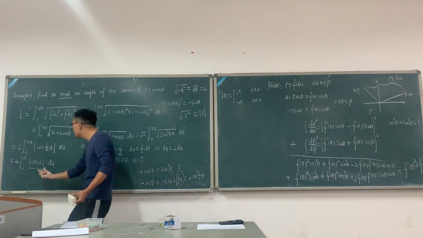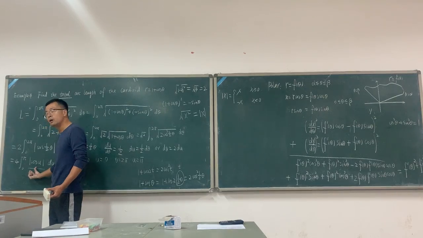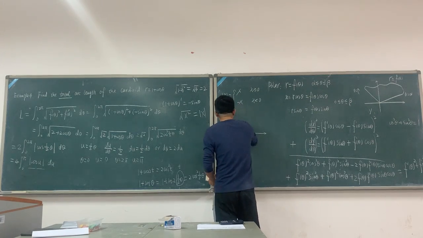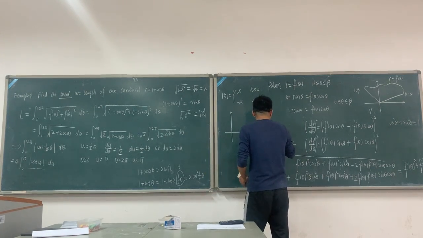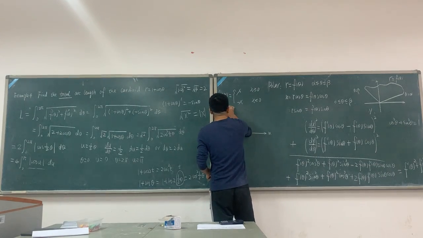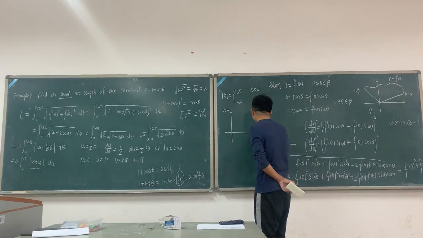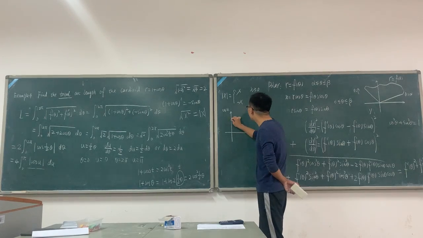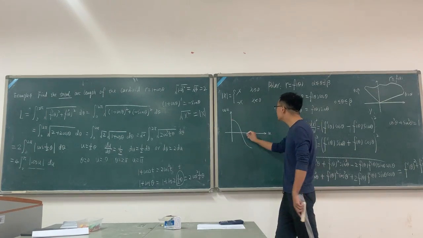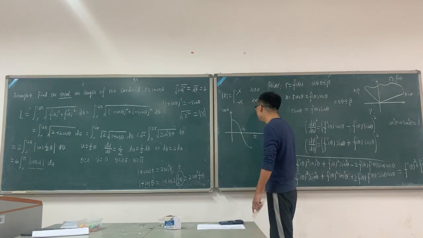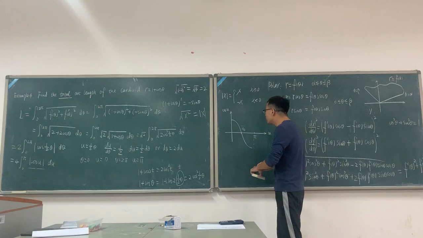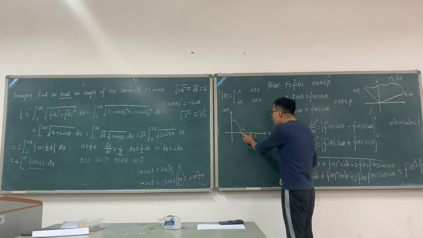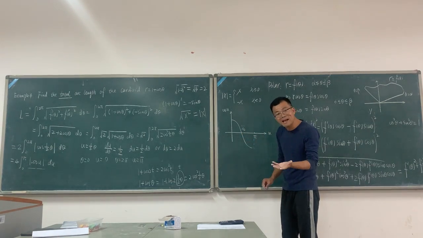So now we need to see whether cosine u is positive or negative, so we plot the graph of cosine u from 0 to pi. Here is u, here is cosine u. What's the graph? The graph is negative here, yeah? This point is 1/2 pi. So from 0 to 1/2 pi, cosine u is positive, and from 1/2 pi to pi, cosine u is negative, yeah?